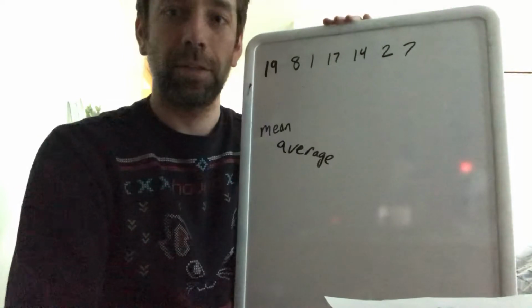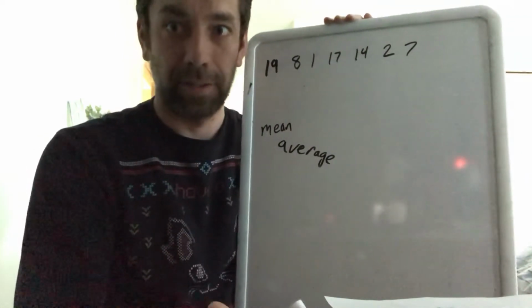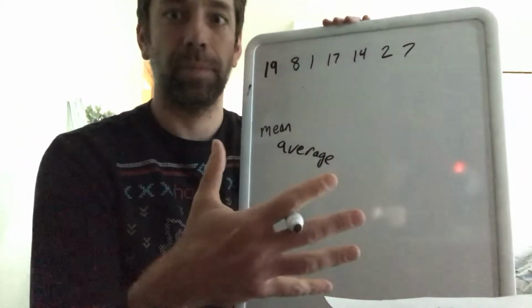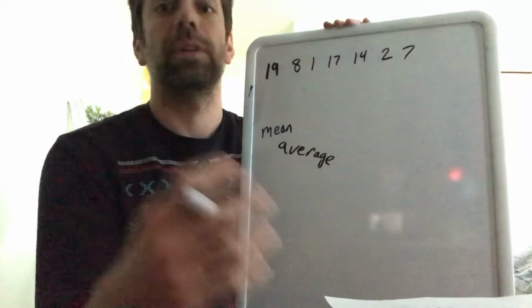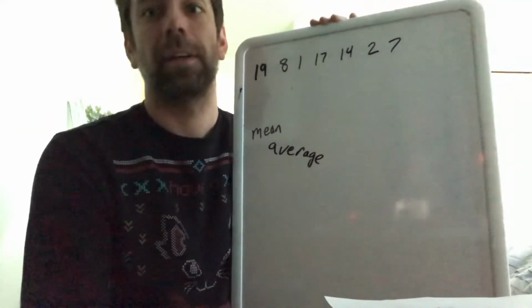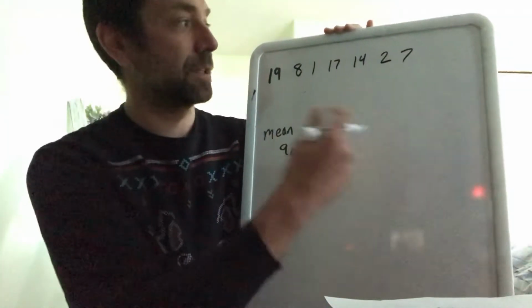So what you need to do to find the mean or the average is you need to find out how much you have all together, and then you need to split it up evenly. When you split something up evenly, you're dividing, and when you put something all together, you're adding. So this is the mean one. This one requires a little bit of adding and a little bit of dividing. So you're going to take your set of numbers, you're going to add them all up.